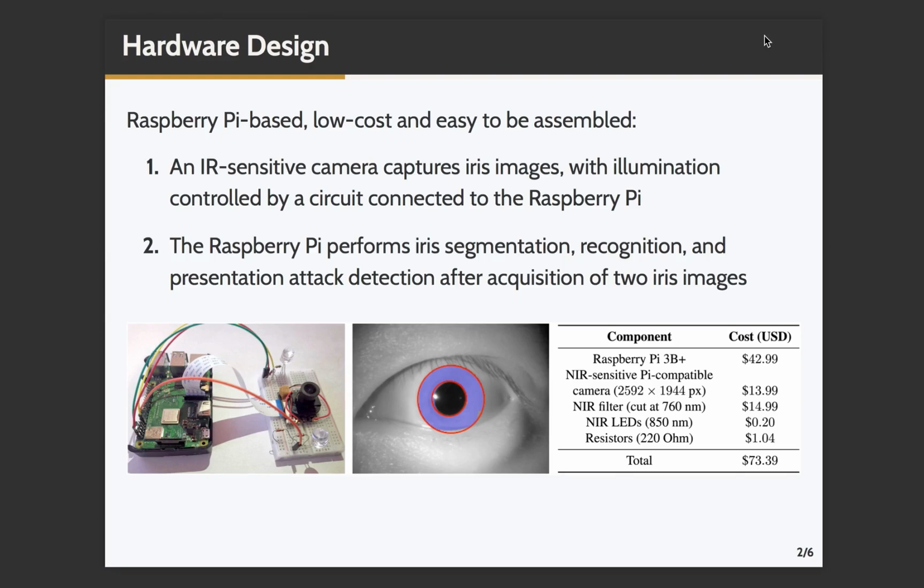So our hardware design includes first an infrared sensitive camera that captures iris images. Then the illumination is controlled by a circuit connected to the Raspberry Pi. We are taking two illuminations, so the two LEDs as you can see in the image on the left. And then the Raspberry Pi performs iris segmentation, recognition, and presentation attack detection after the acquisition of those two iris images. An example image captured by our Raspberry Pi overlaid with our segmentation result is shown in the middle here.